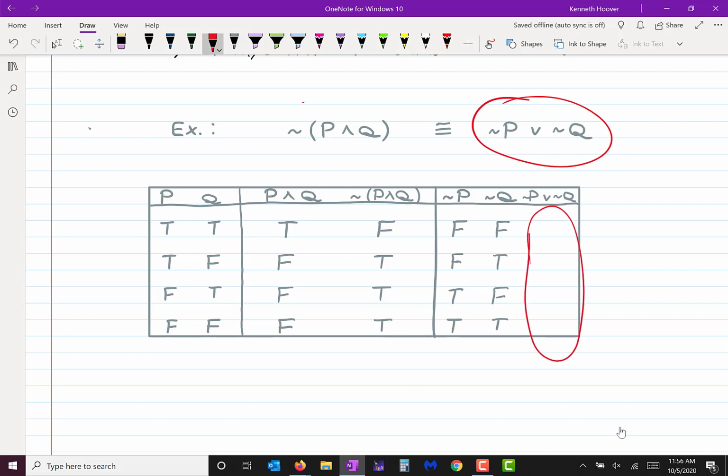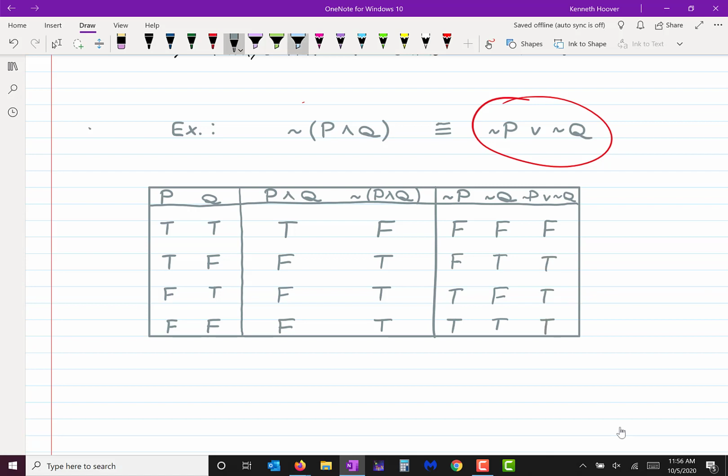Okay, now let's put those together in a disjunction right here. How do disjunctions work? A disjunction is true if either part is true. It is only false if both parts are false. So it should be false in the first case and true in the others.